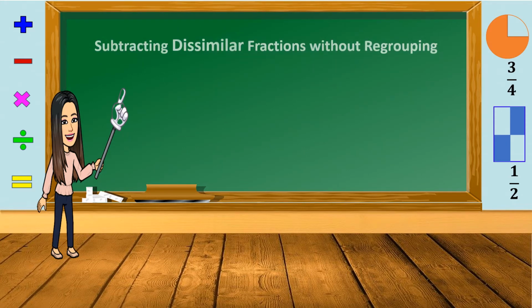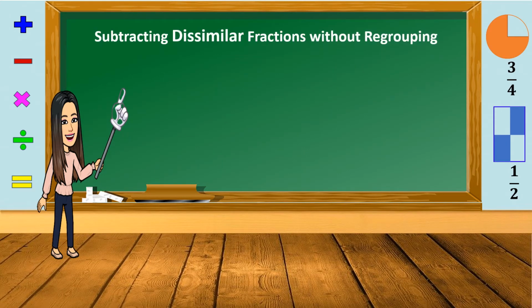Moving forward, we have subtracting dissimilar fractions without regrouping. For example, we have 2/3 minus 1/4. In subtracting dissimilar fractions, we cannot subtract the numerators right away. What we need to do first is get their common denominator by multiplying the given denominators. So we have 3 times 4, the answer is 12. Use 12 as your common denominator.